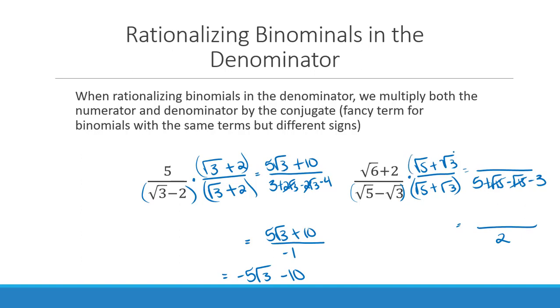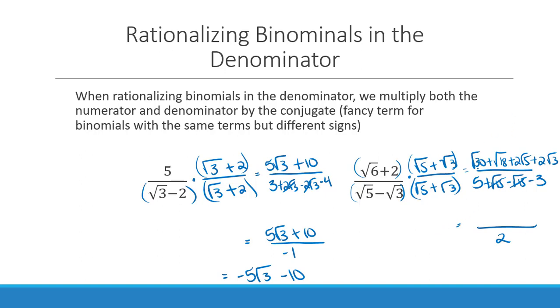Now my numerator, not so pretty. I'm going to have to foil this out here. So square root of 6 times square root of 5 is the square root of 30. Square root of 6 times the square root of 3 is going to be the square root of 18. 2 times the square root of 5 is just 2 square root of 5. And then 2 times the square root of 3 is going to be 2 square root of 3.